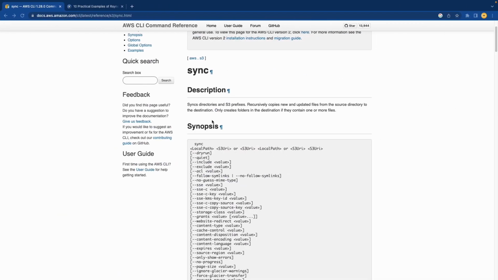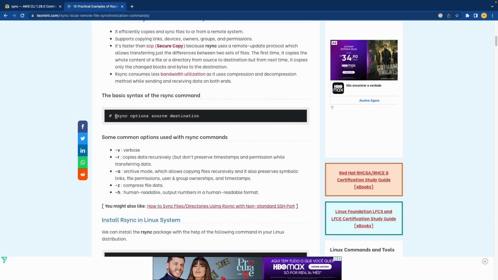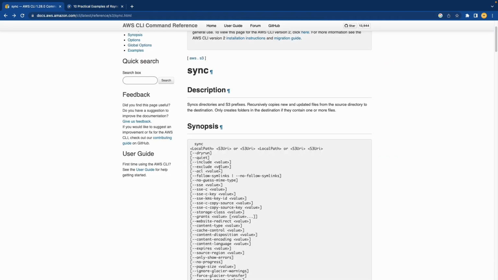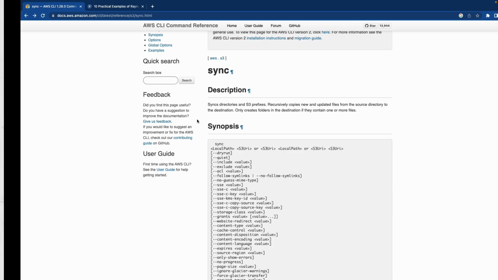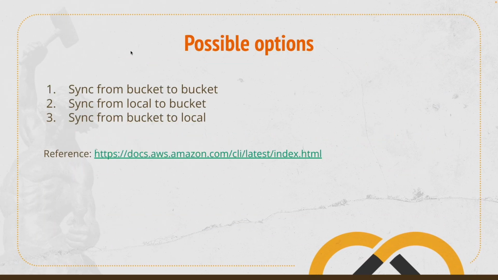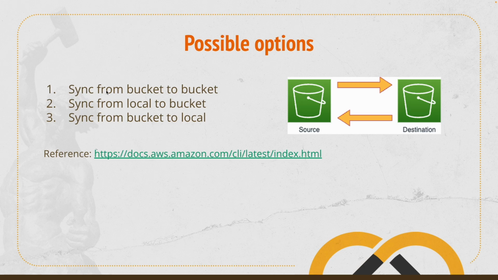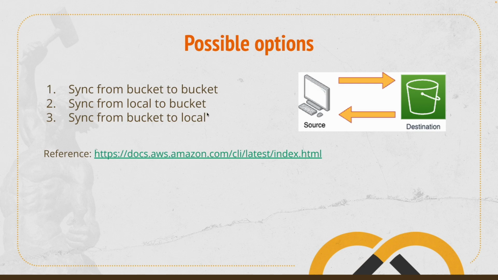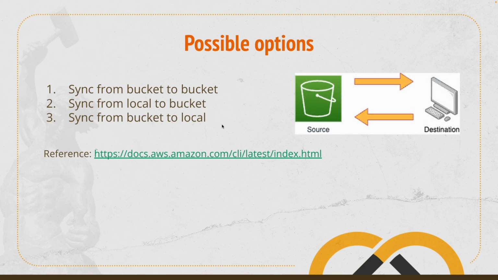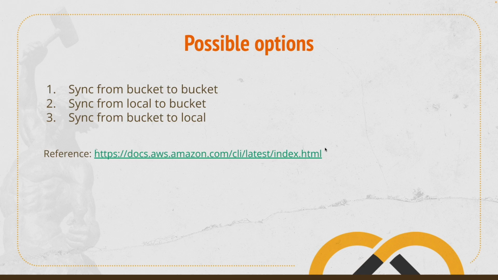In today's video, I'm going to show you how to use the AWS S3 sync command, which is kind of like the rsync from Linux, which allows you to synchronize contents between buckets or from your local machine to an S3 bucket. So the options available are you can synchronize a content from one bucket to another, or from your local machine to an S3 bucket, or from an S3 bucket to your local machine. I'm gonna attach a link in the description so you can read more and see what else you can do with this command. So let's get into it.